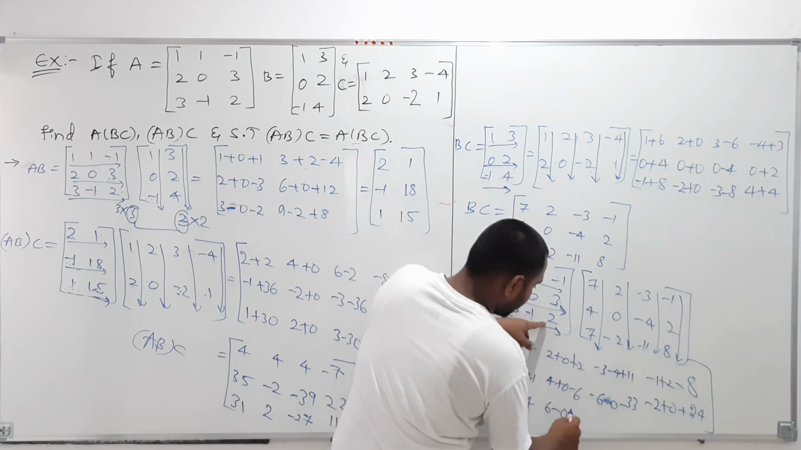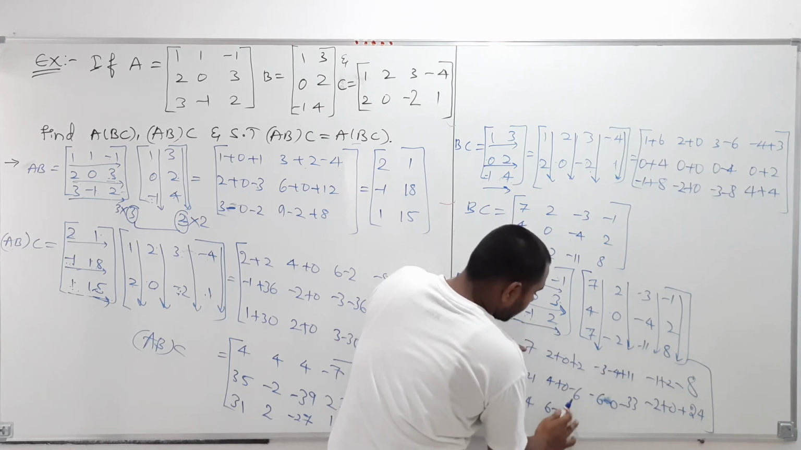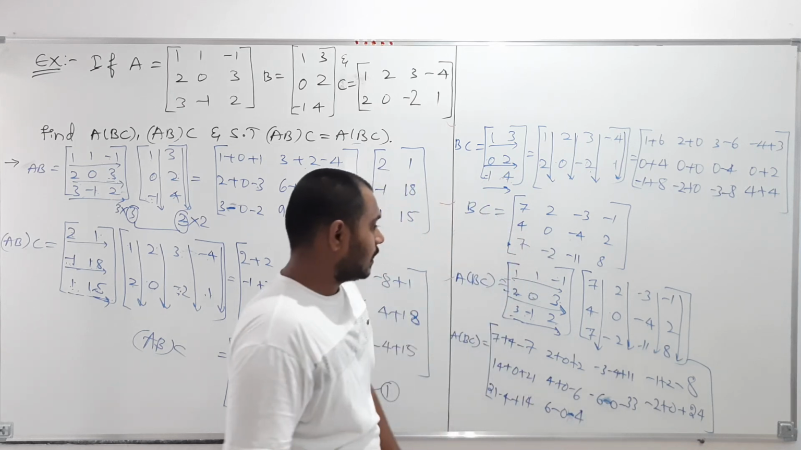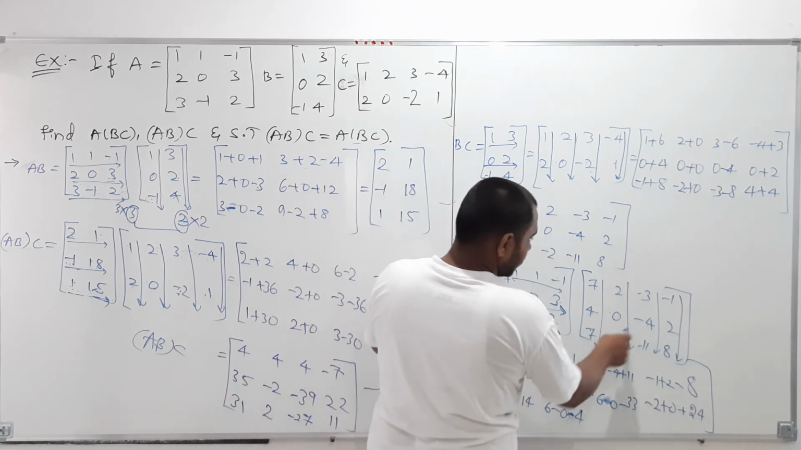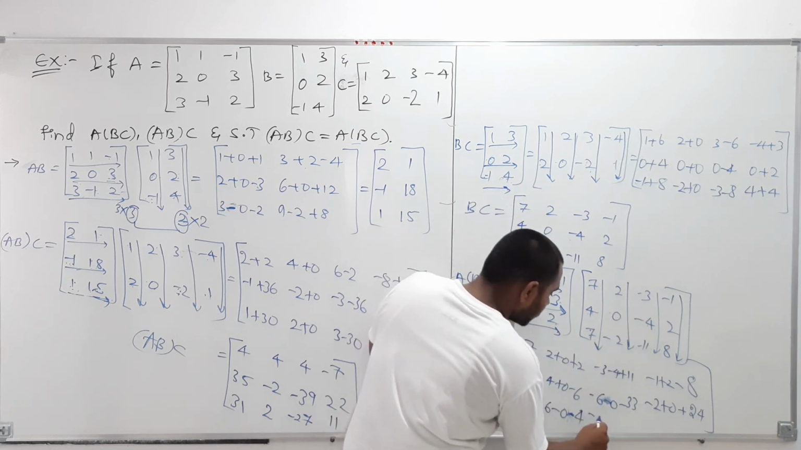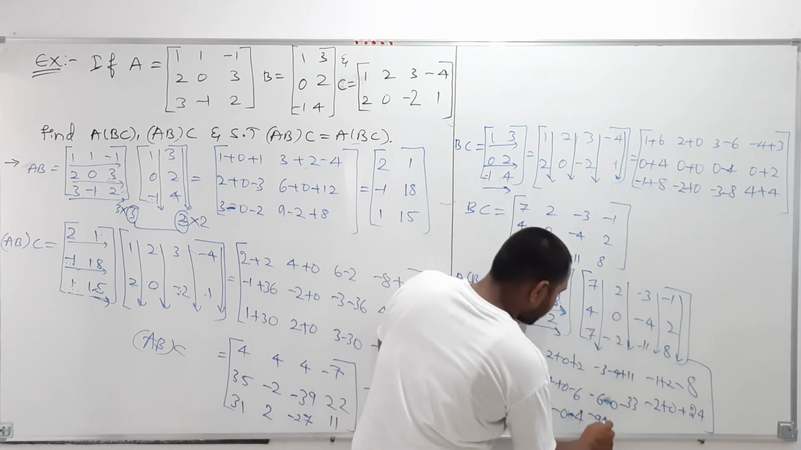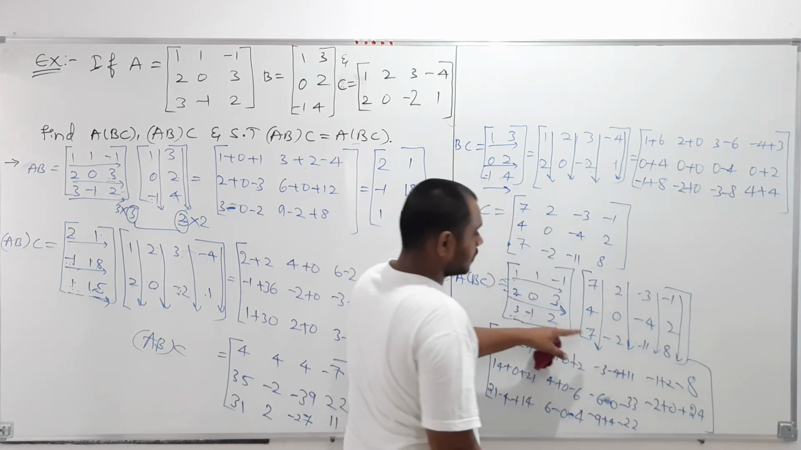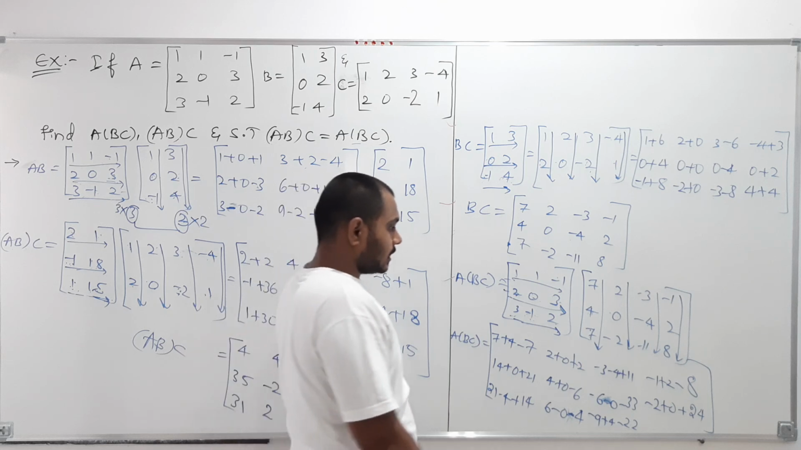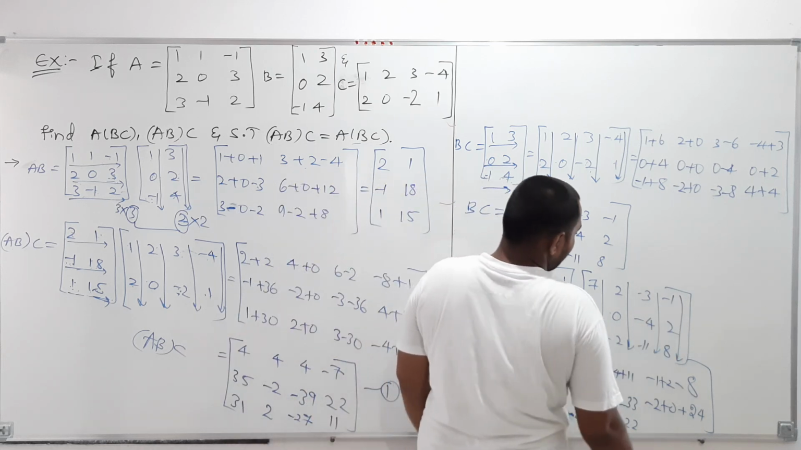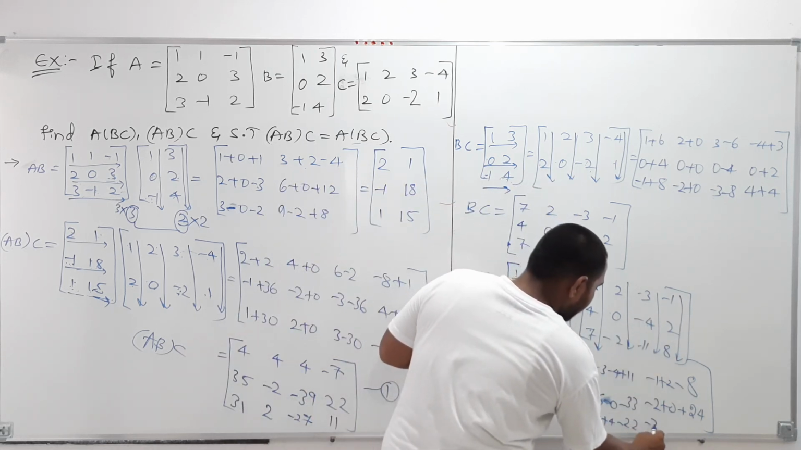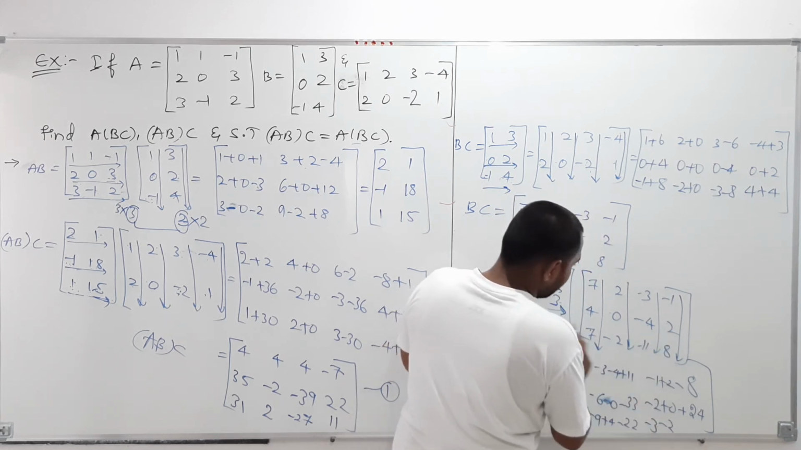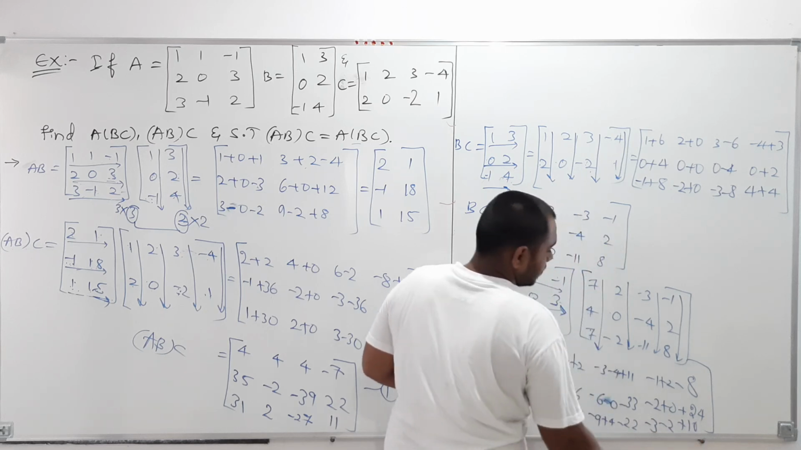Next minus plus, minus 2 2s are 4. And next, my dear students, this is third row, third column: plus minus 3, minus plus 4, plus minus 11 into 2 is 22. And next, the last one, third row, fourth column: plus minus 3, minus plus minus 2, plus 8 2s are 16.